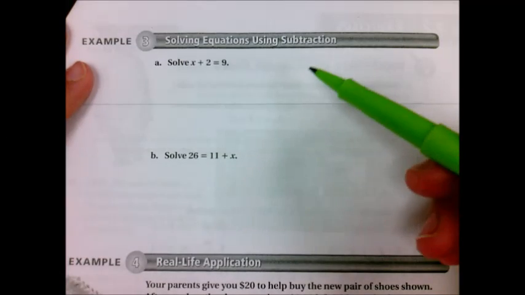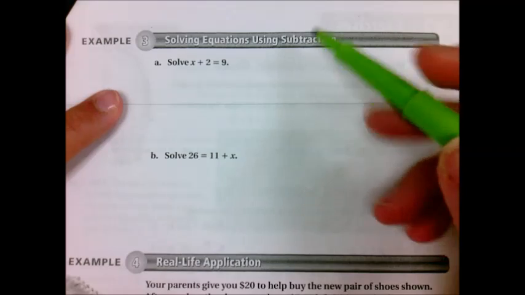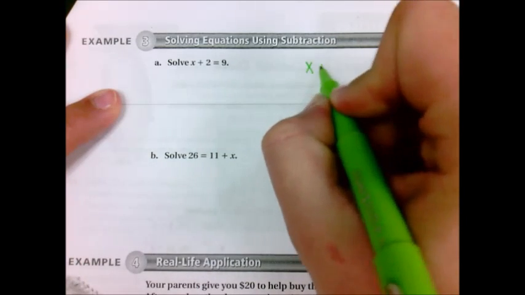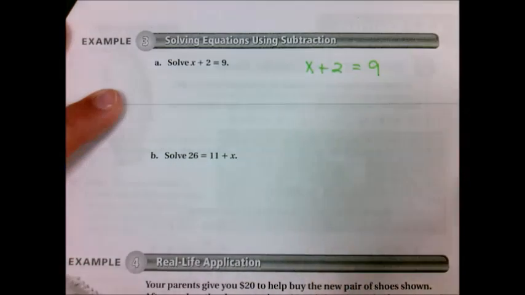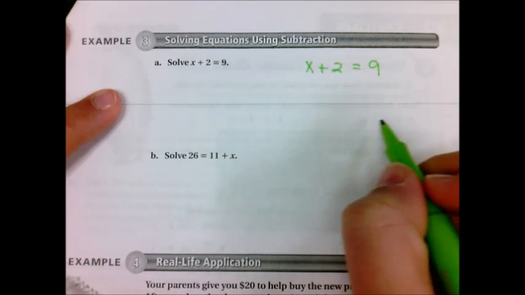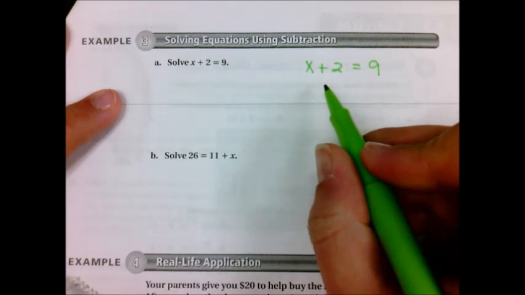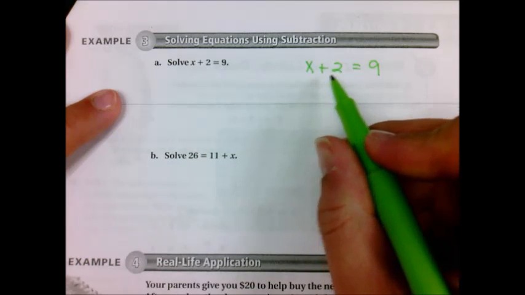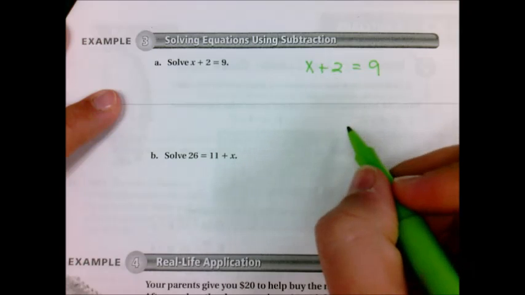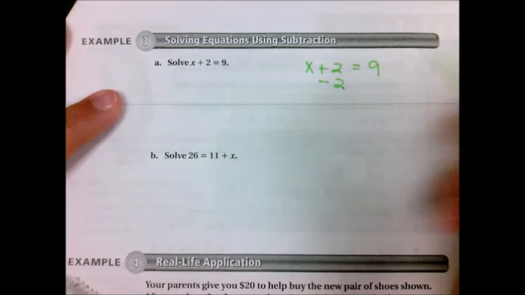Example 3, again we're solving equations. This time we're using subtraction. Step 1 is to rewrite. I think of my goal. I want x to be by itself. I think of inverse operations. I want to get rid of a plus 2 on this side so that x can be by itself. That means I'll do minus 2.